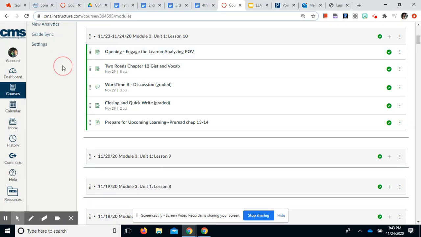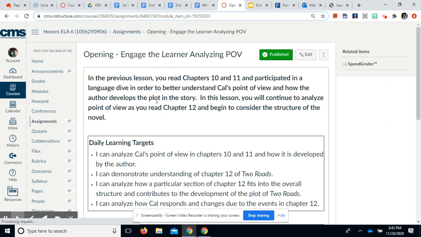All right, guys, here is a look at lesson 10 that we did in class on Monday and Tuesday, November 23rd and 24th. So we started with our learning targets.